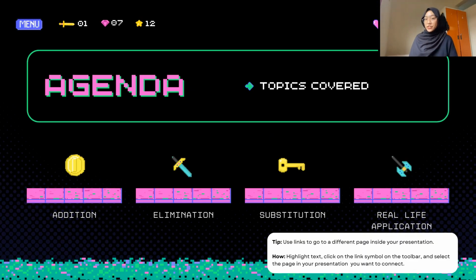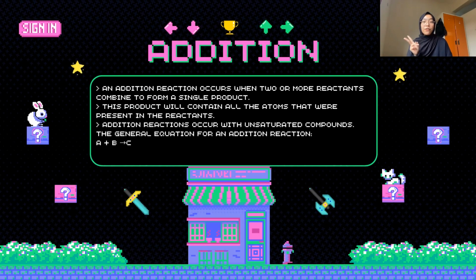In the concept of reaction, we have three types, which are addition, elimination and substitution. Addition reaction occurs when two or more reactants combine to form one single product. In the product, we contain all the atoms that were present in the reactants. So addition reaction only occurs in unsaturated carbon, which is alkene and alkyne. So this example, A plus B equals C.